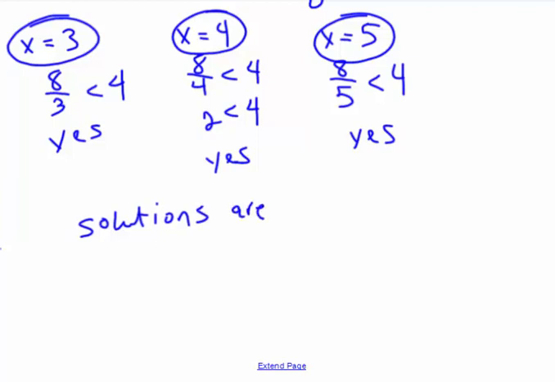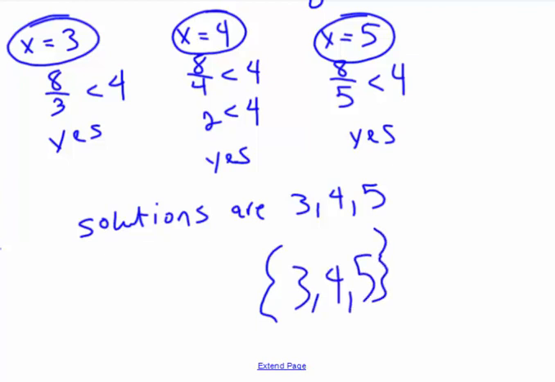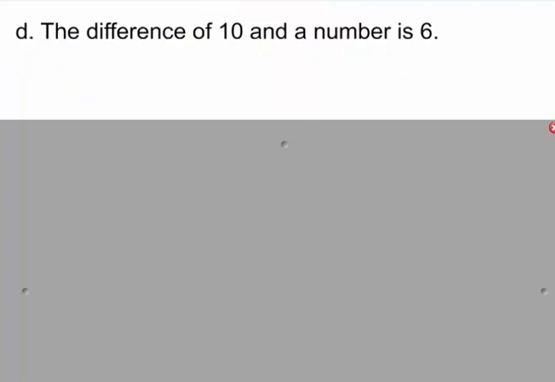Now, I could write them in what's called set notation. Okay? That's where we have the squiggly brackets. That's really not a good one there. That's a little bit better. And we have 3, 4, and 5. Those are the answers or the solutions in that set to that inequality.